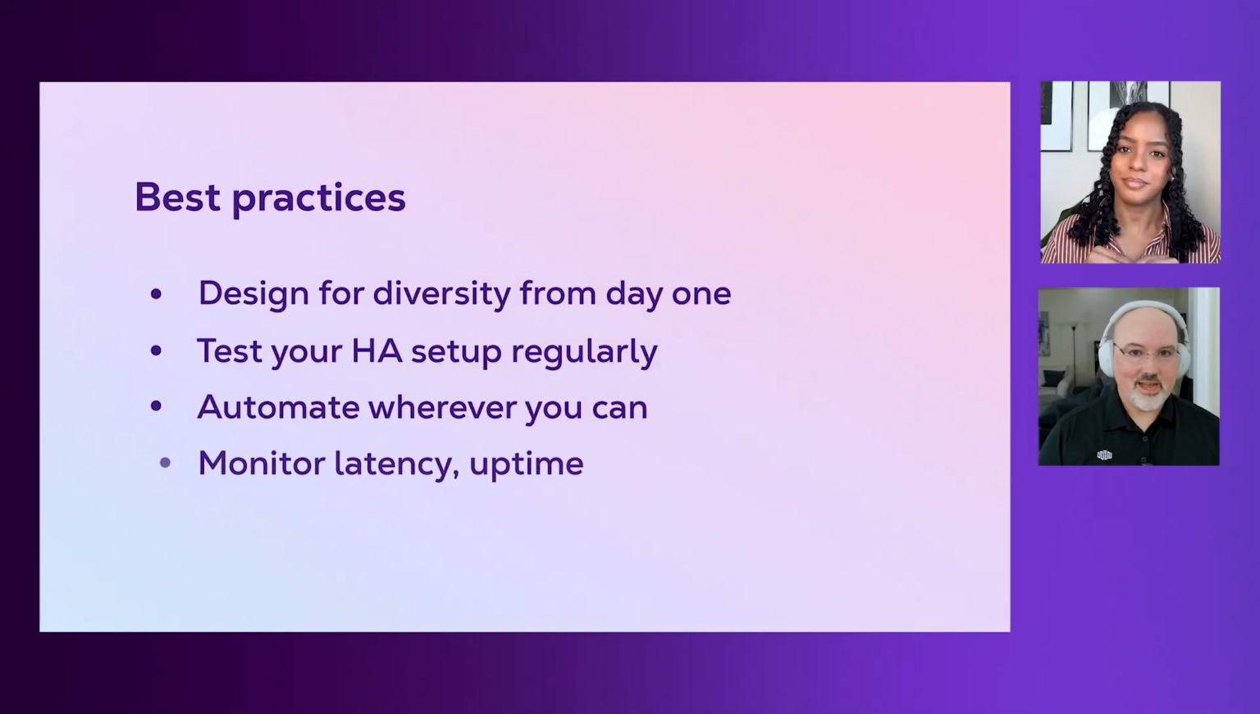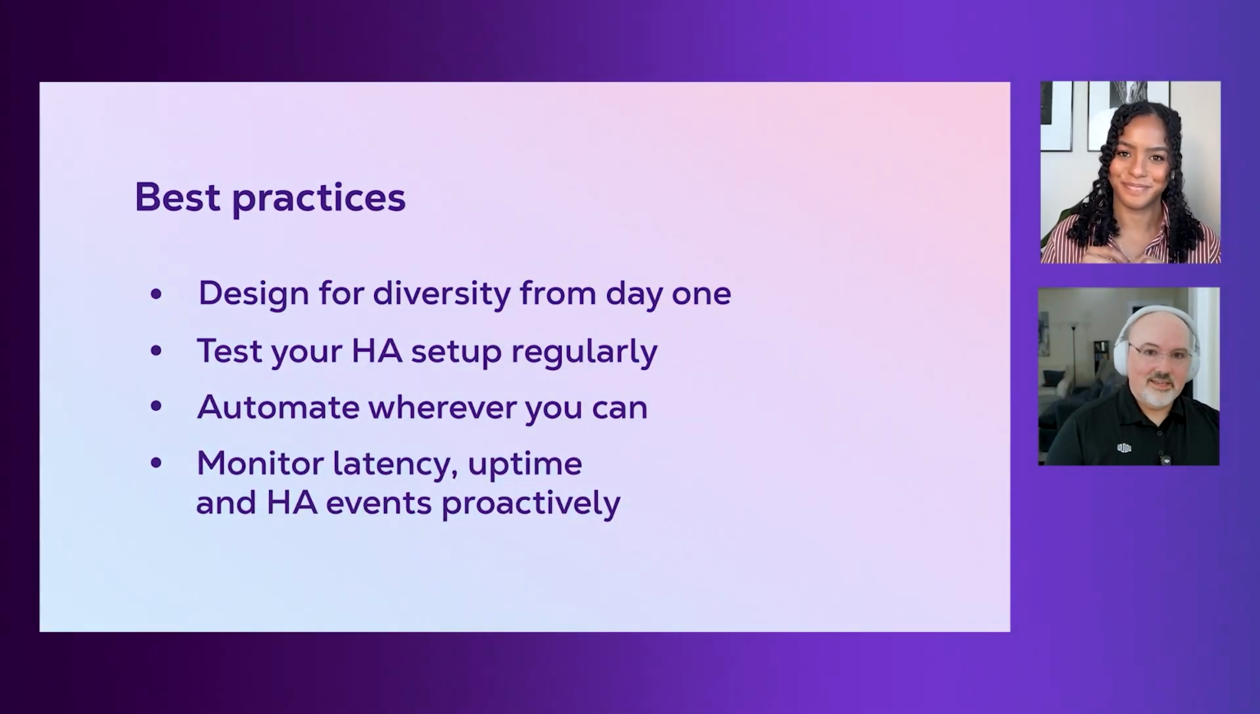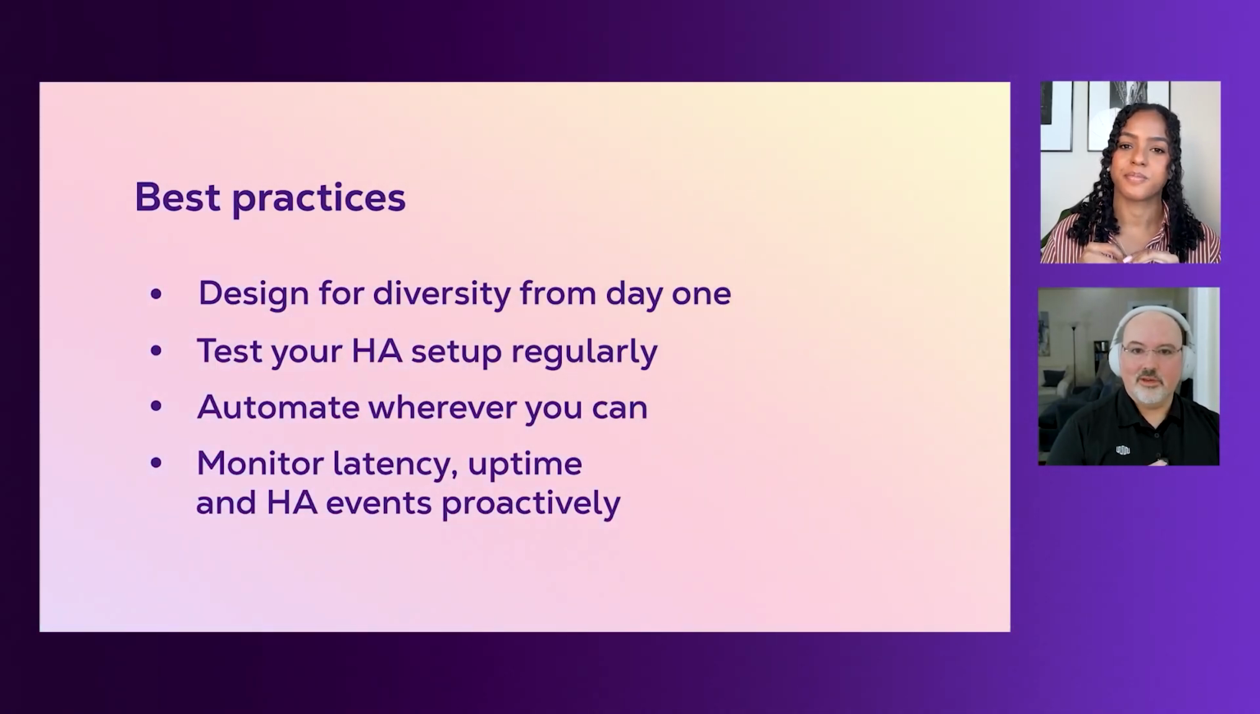4, monitor proactively. Like I mentioned observability earlier, keep an eye on latency, uptime, and HA events. The sooner you see drift, the faster you can correct it before it becomes an outage. Now follow those steps and you're on track for what we call 5 nines reliability.